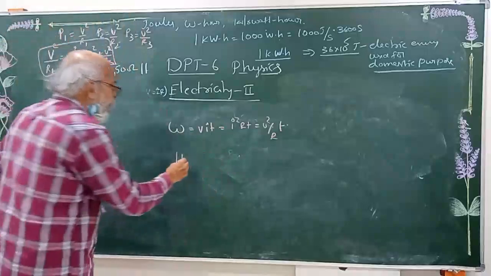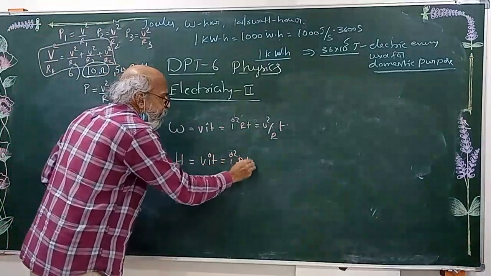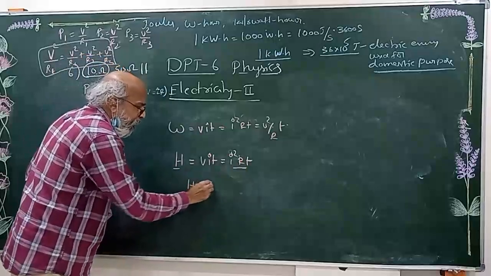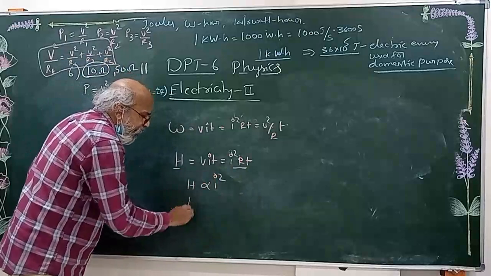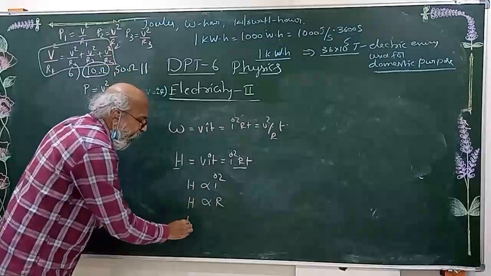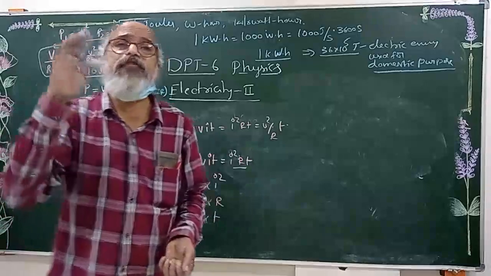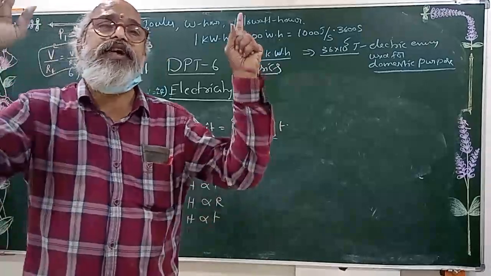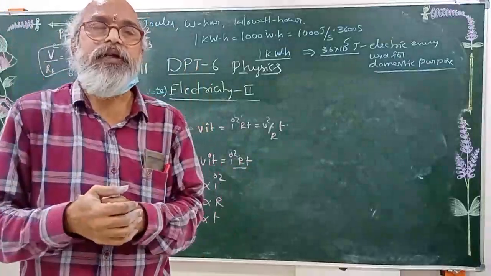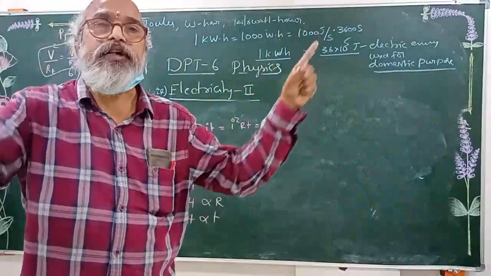So H is equal to VIT, you can write, or I square RT. So how does it happen? H is directly proportional to the square of the current, H is directly proportional to the resistance of the conductor, and finally H is proportional to the time taken. So that is Joule's law of heating effects of electric current. In every wiring, as current is flowing, some heat energy will be produced. Due to this only, we are observing the heating of electric circuits.